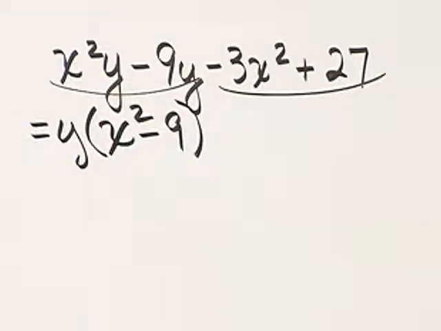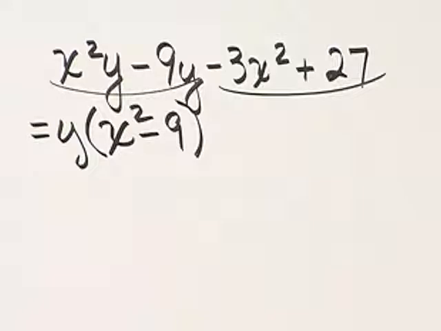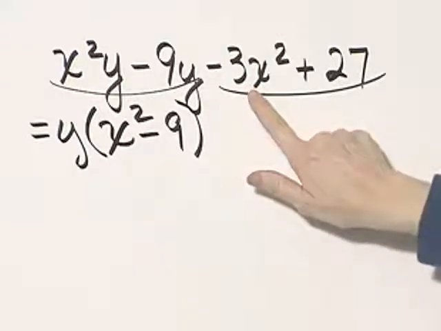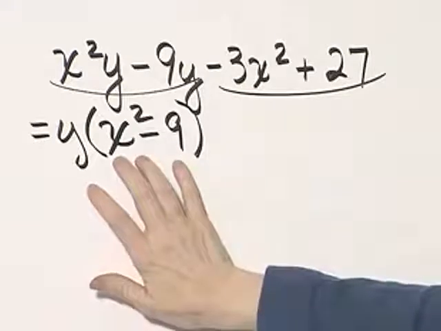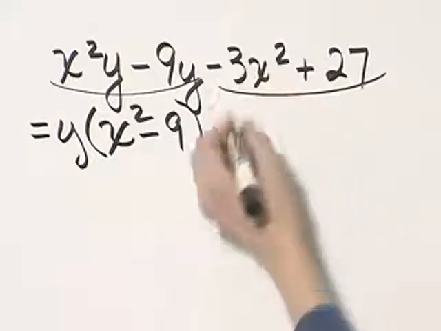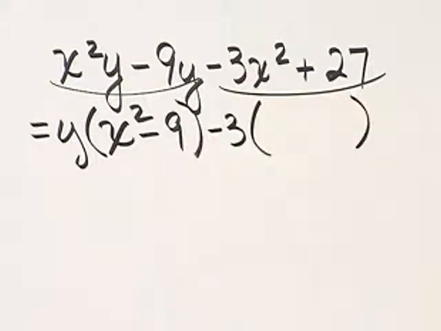Then look at the second pairing of two terms. Do we have anything common to those two terms? The answer is yes. We have a 3 common, but as a matter of fact, I'm going to factor out a -3 because I know if I do, I'll have this factor left. So I'm factoring out a -3 from the second set of two terms.